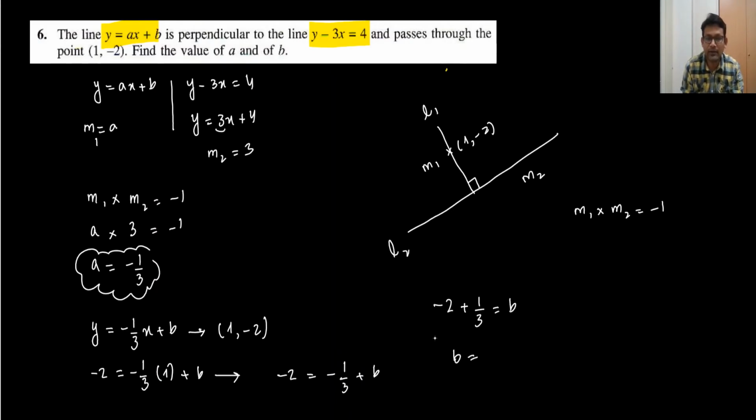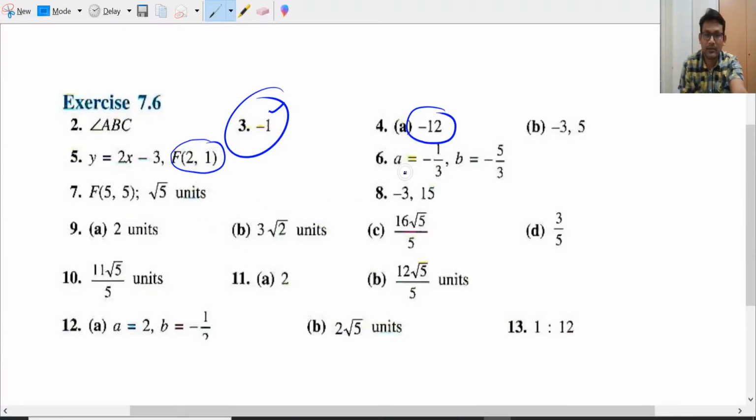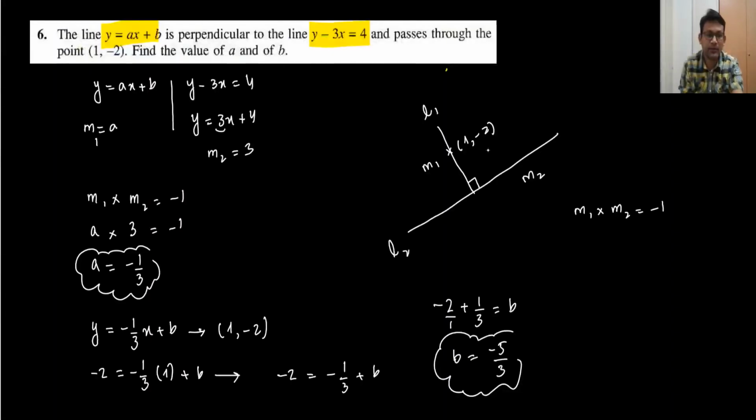So when you write this, this is 1, the LCM is 3, this is 6, which means -5/3. I think we have done it. Let me check the answer. a is -1/3 and b is -5/3. I think we have done it right.